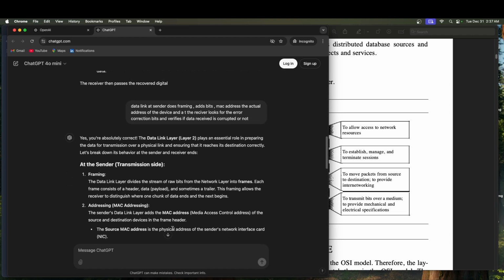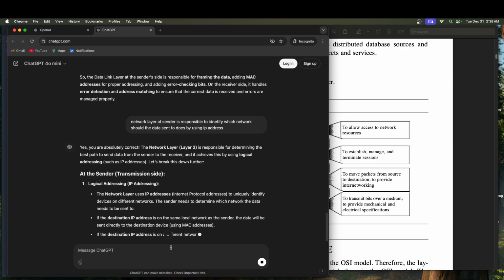Yeah, this is the data link. Then the network layer at the sender decides which network the data is sent to, done by using the IP address. Okay, perfect.